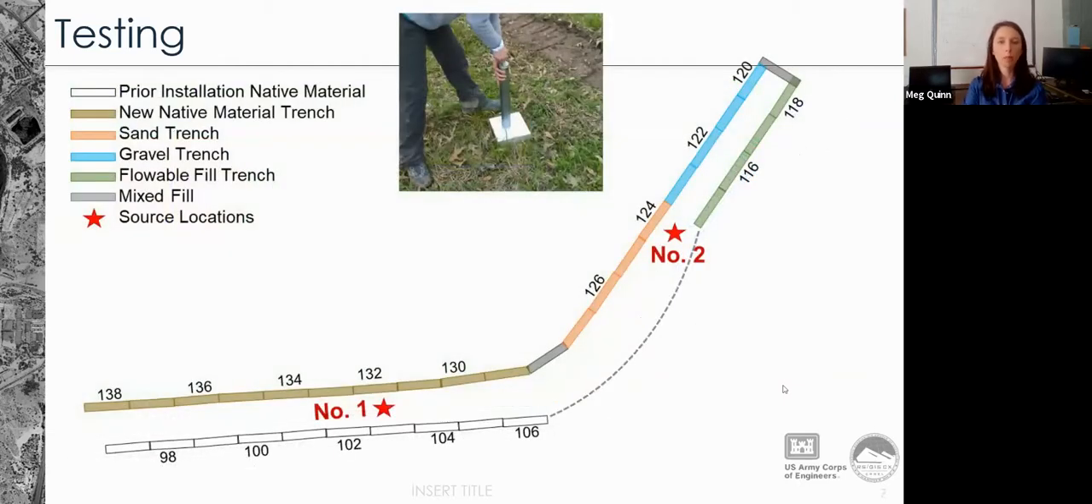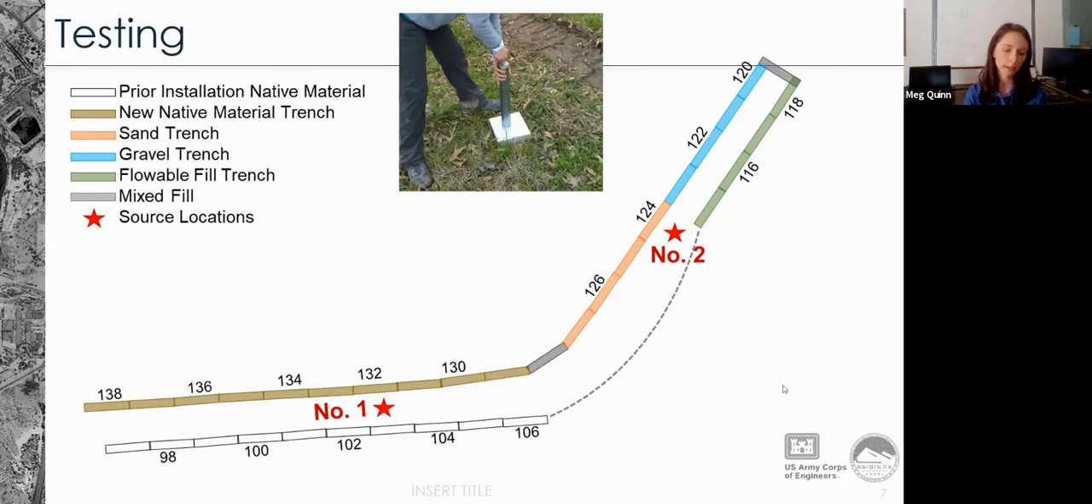And here is the channel map and two of the locations for which we did testing. Location number one was selected because it's a chance to compare performance with distance, the 10-year-old portion of array versus a new portion of array, both of which are in native silty sand materials. And then the number two location was selected because it was a chance to compare, with distance, the response in sand, gravel, and flowable fill.